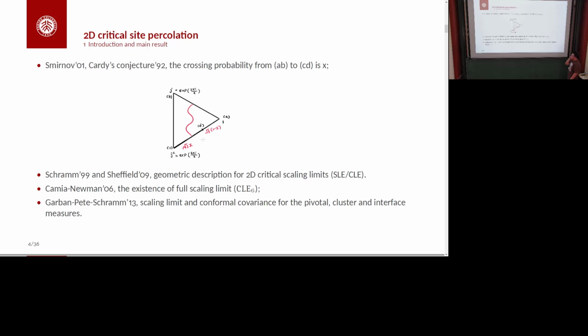And there is another development directly from the continuum setting, which is the construction of the scaling limit of site percolation, given by SLE and CLE, by Smirnov and Sheffield. And later, Camia and Newman gave the existence and also the construction of the full scaling limit, the CLE6. In our work, we also use the results by Christophe Garban, Pete and Schramm on the scaling limit and conformal covariance of the pivotal sites and the clusters, and also the derivation.